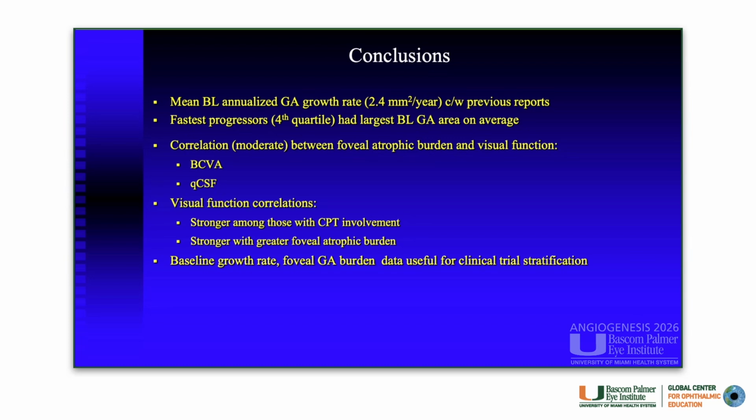The baseline growth rate and the foveal geographic atrophy burden data are useful for clinical trial stratification and have been used in the Sienna study. And I think the baseline growth rate measured at 2 different points in your clinic and also that foveal geographic atrophy burden will be useful for your clinical trial decisions. Thank you very much. Thank you, Glenn.